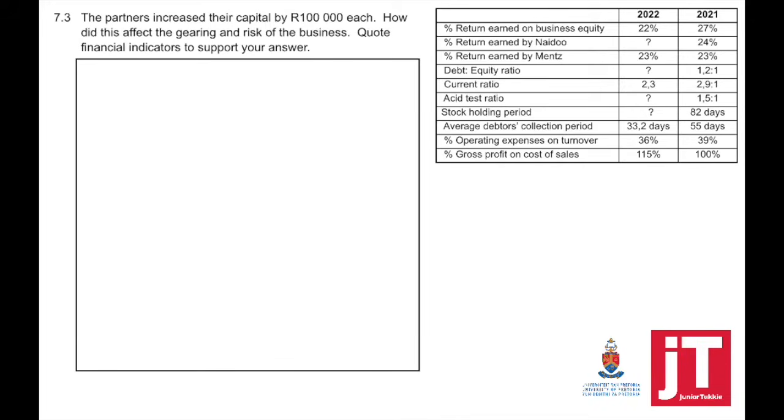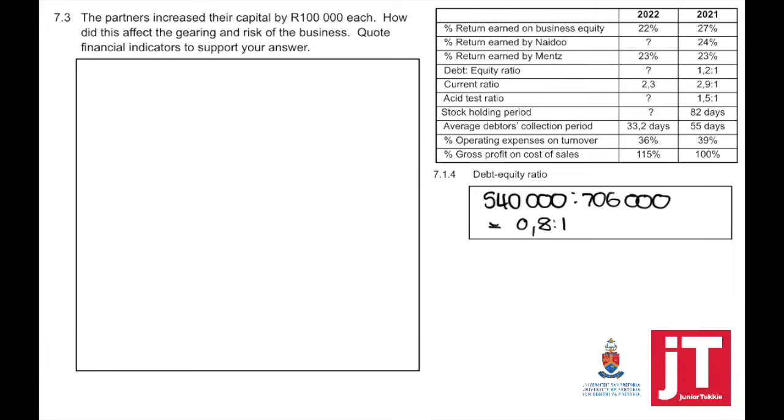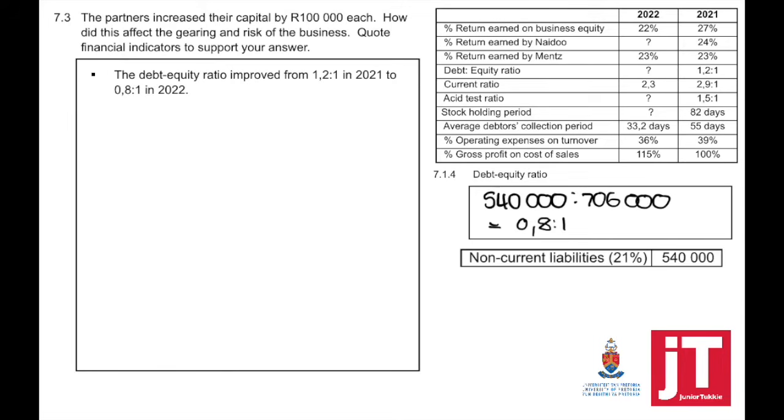This year had a question mark. We needed to calculate that in question 7.1.4. So how do we comment on this? We start by indicating the financial indicator, and we need to calculate the debt equity ratio, which we've done now in 7.1.4. When we're commenting, we compare last year with this year. Last year, the debt equity ratio was 1,2 to 1. It decreased from 1,2 to 1 in 2021 to 0,8 to 1 in 2022.